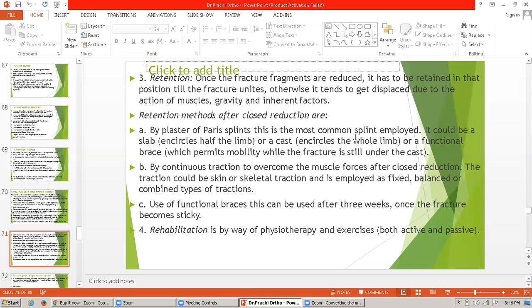This is the most common splint employed, and it could be a slab that encircles half the limb, or a cast that encircles the whole limb, and the functional brace, which permits mobility while the fracture is still under the cast. So retention is very useful when fracture segments are reduced and have to be retained in that position till the fracture unites, otherwise they tend to get displaced due to the action of the muscles, gravity and inherent factors.